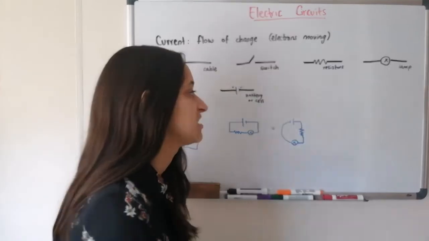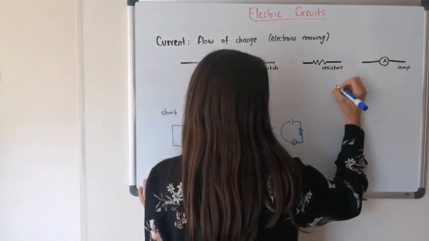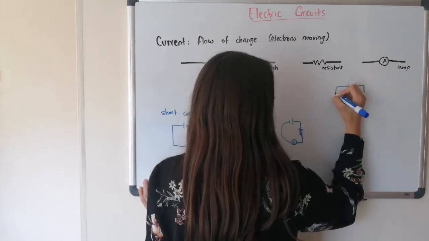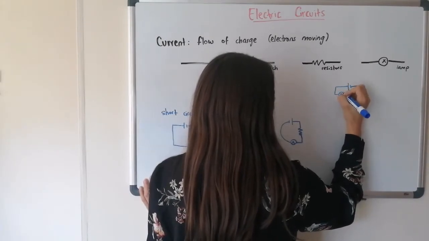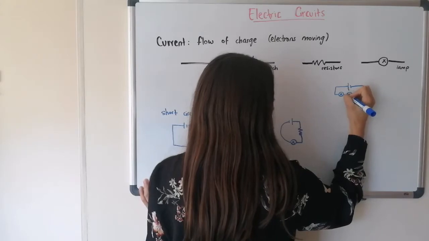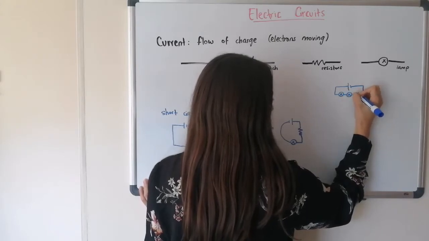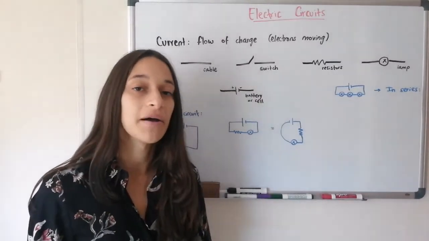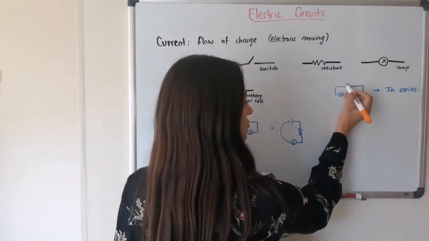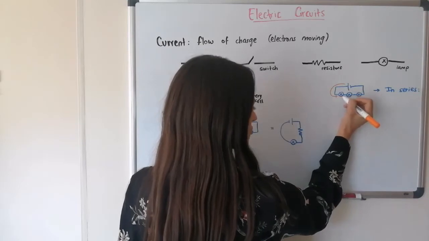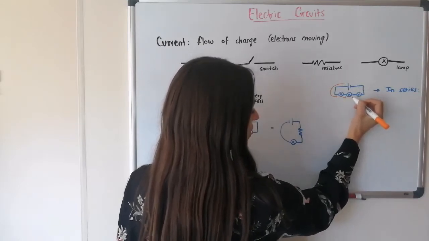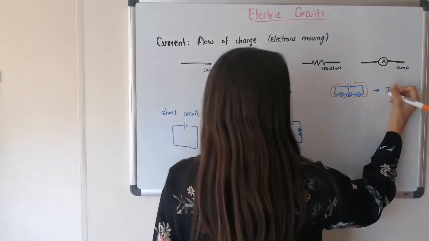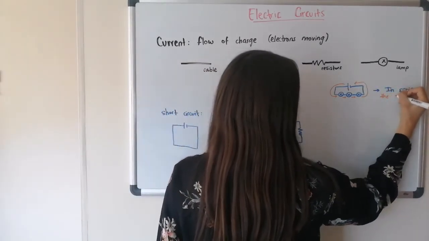So in series means something like this. So here we have three lamps connected in series, and what that means is that the current that comes out of the battery, the same current that passes through the first one, will pass through the second one and through the third one and come back. So basically, the same current passes through all of the components.